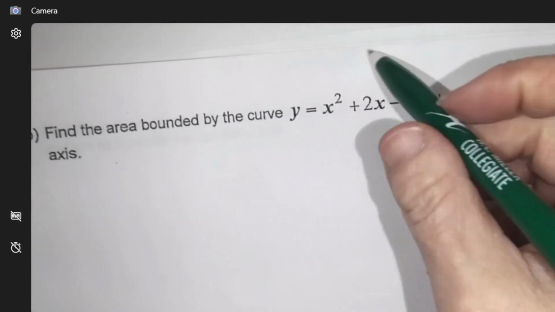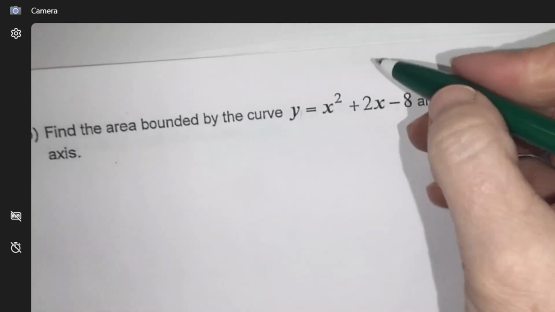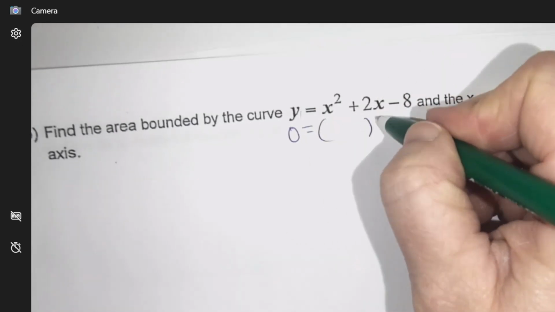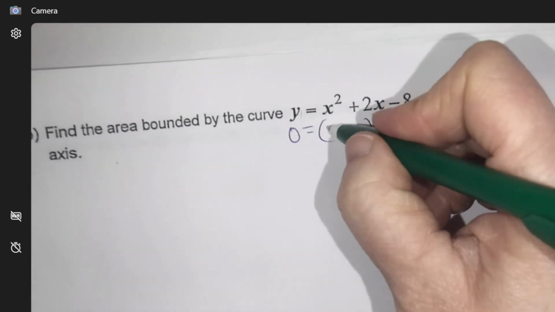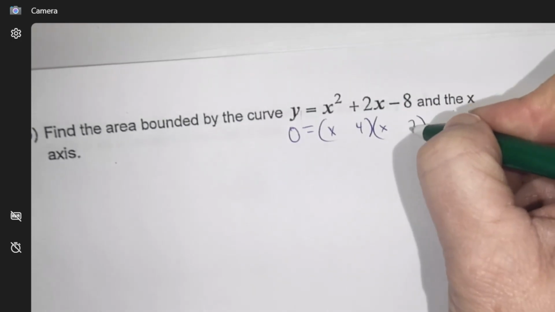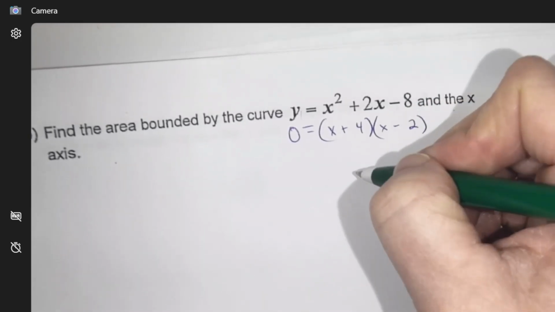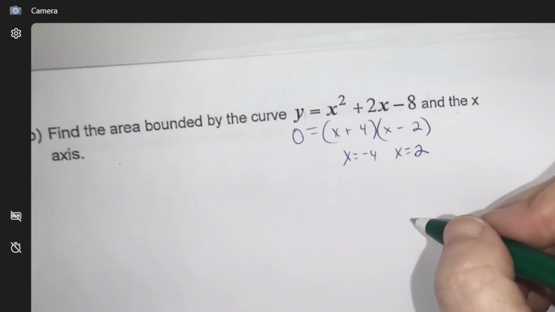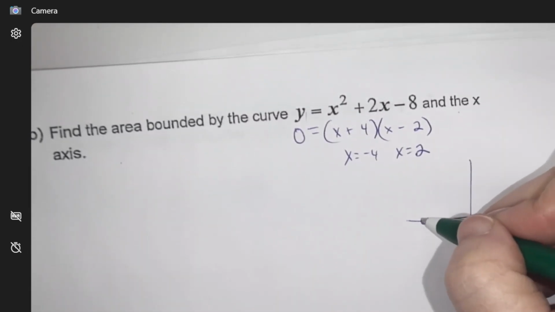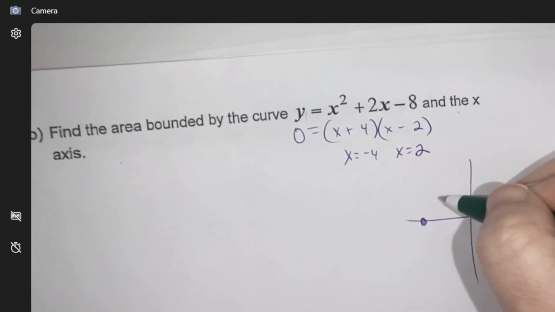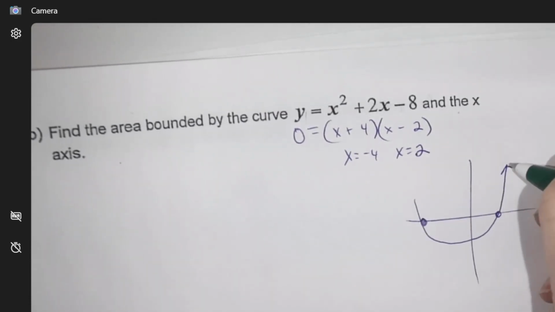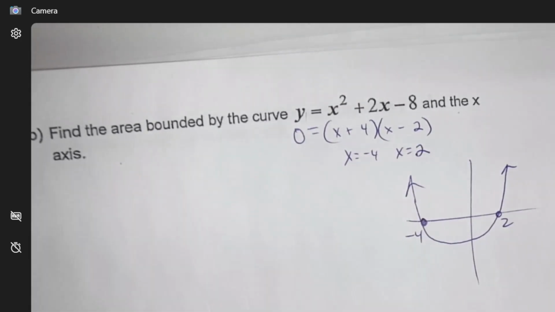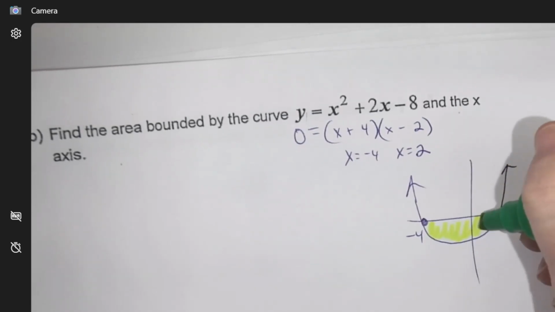Okay, find the area between this curve and the x-axis. So I'm going to make you also graph it. So let's go 0 equals. Give me factors. Let's see if I can actually do some factoring right today. Monday brain.